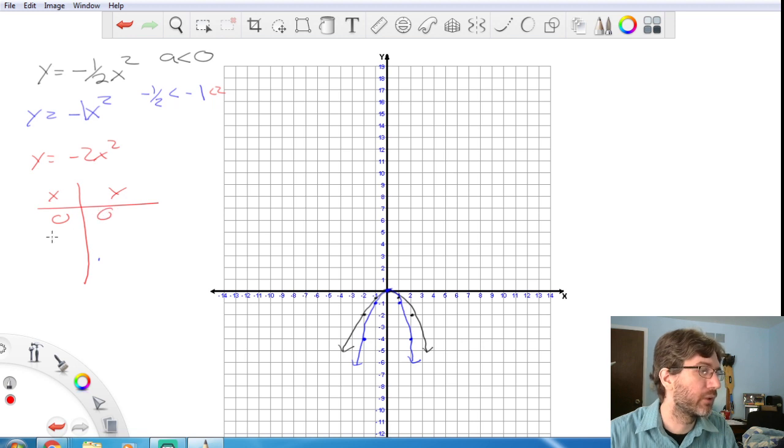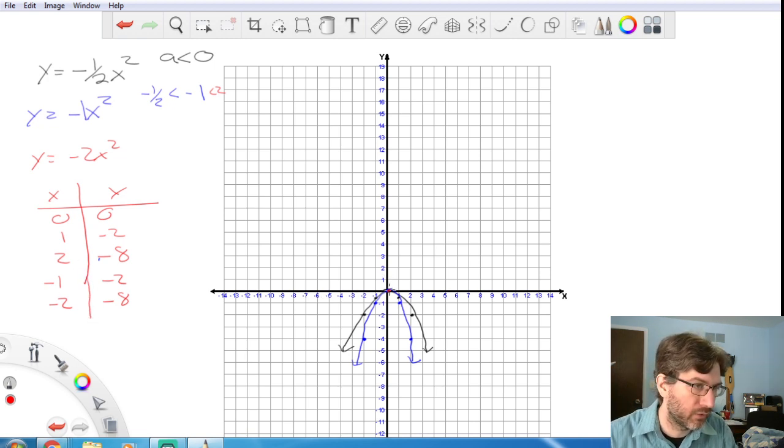So xy table, 0, 0, and then 1. 1 squared is 1, times -2 gives you -2. 2 squared is 4. 4 times -2 gives you -8. And then -1, you should see the symmetry happening with it. So when we graph this, again, you're getting 0, 0. You're getting 1 and -2. 2 and -8. And the symmetry of it.